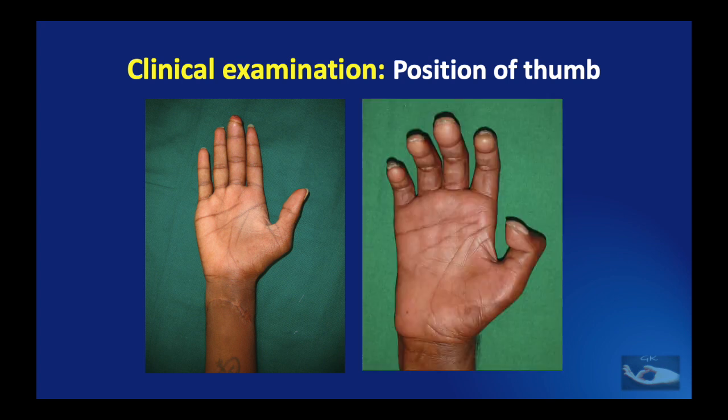In a patient in whom there is a concomitant ulnar nerve injury also, typically the thumb lies in the same plane as the palm, and in addition there is an acute flexion at the interphalangeal joint of the thumb. This is because the thenar muscles are totally paralyzed and the only force acting for movement of the thumb is the external force, that is the long flexor, the flexor pollicis longus.